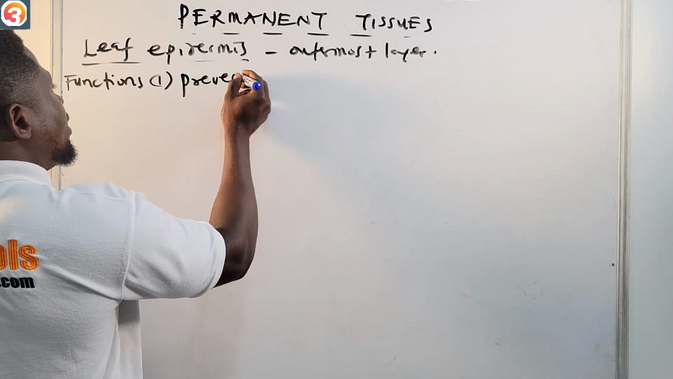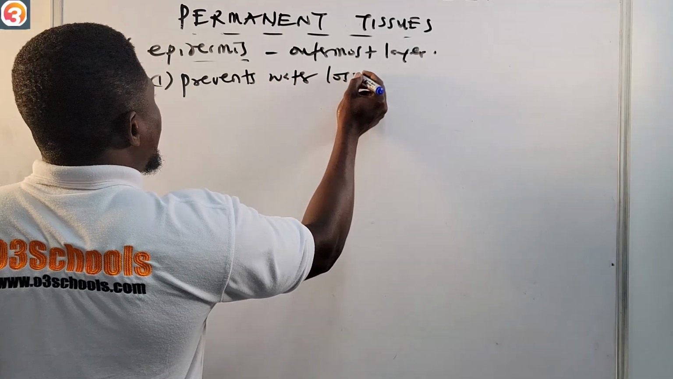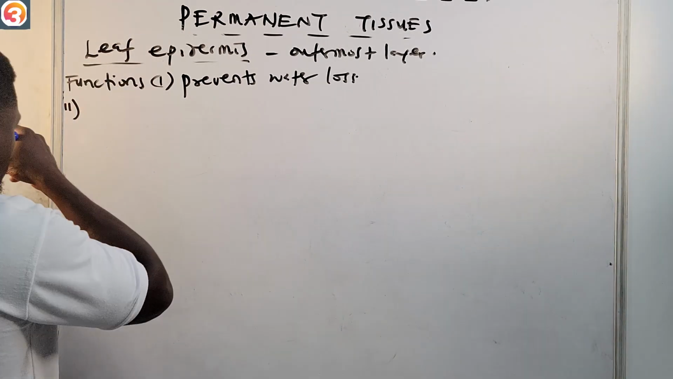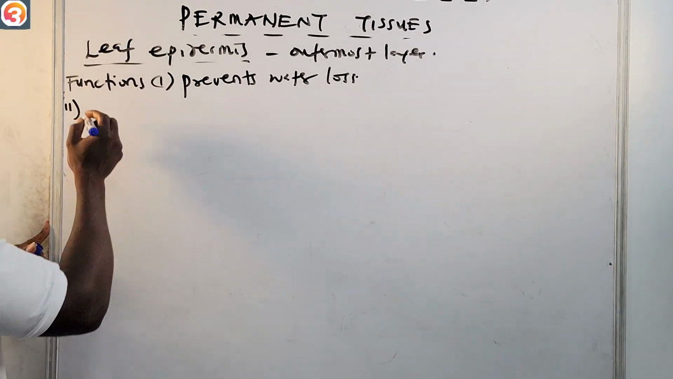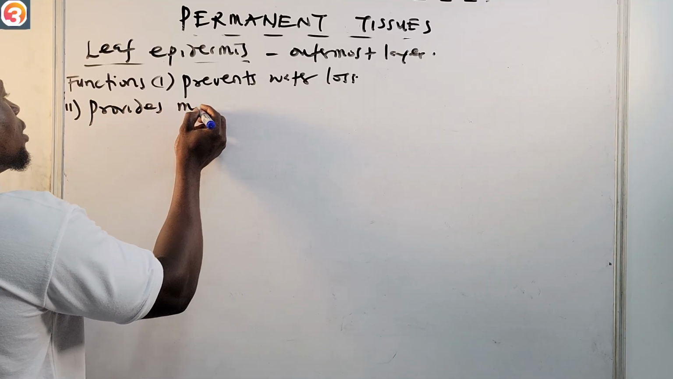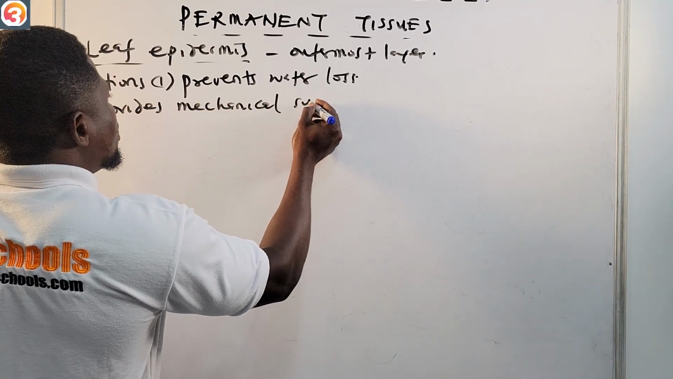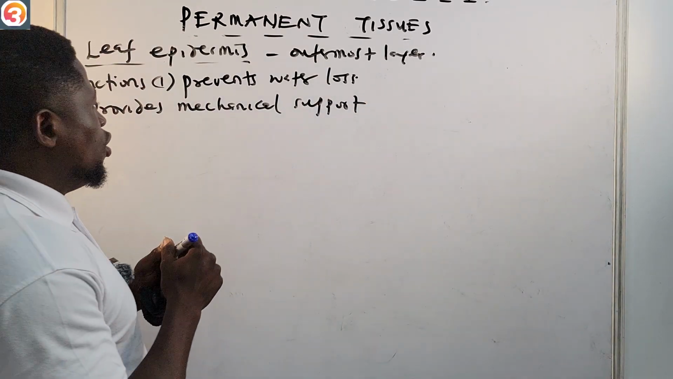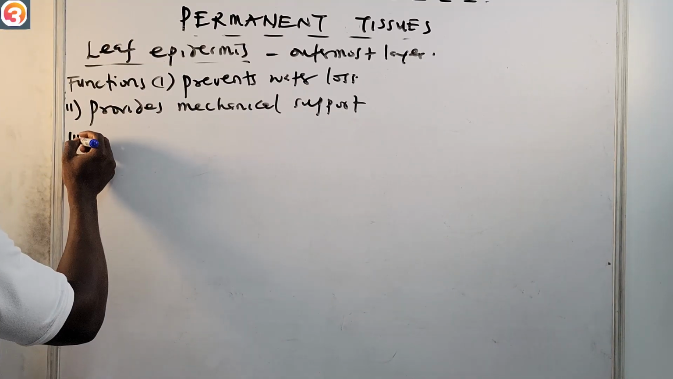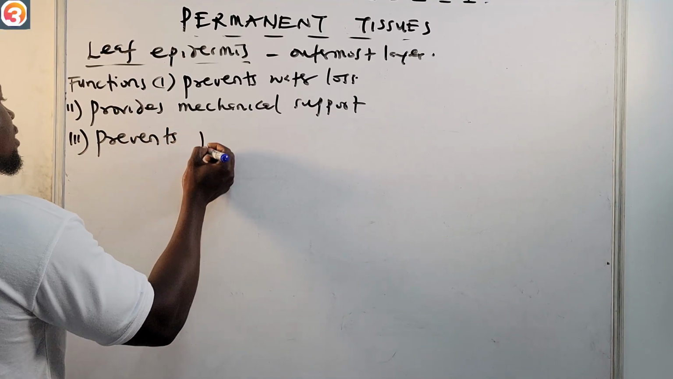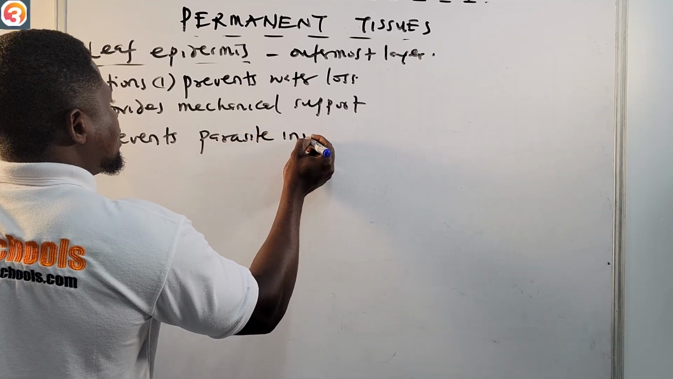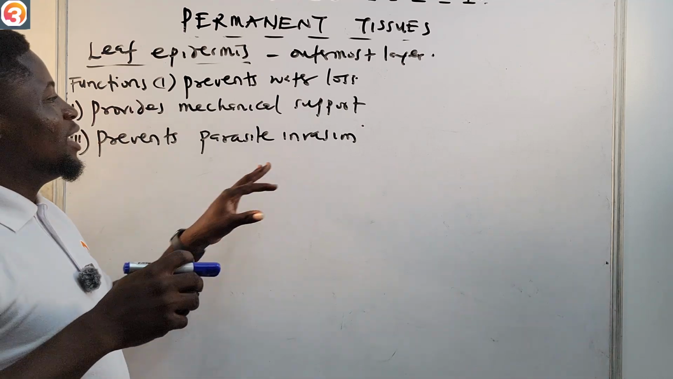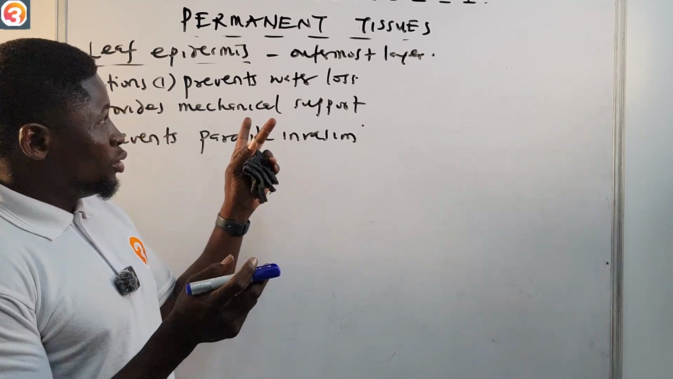It prevents water loss. Number two function is it provides mechanical support. The leaf epidermis provides mechanical support. Then number three, it prevents parasite invasion. So the leaf epidermis helps to prevent parasite invasion. Take note of all of these functions.